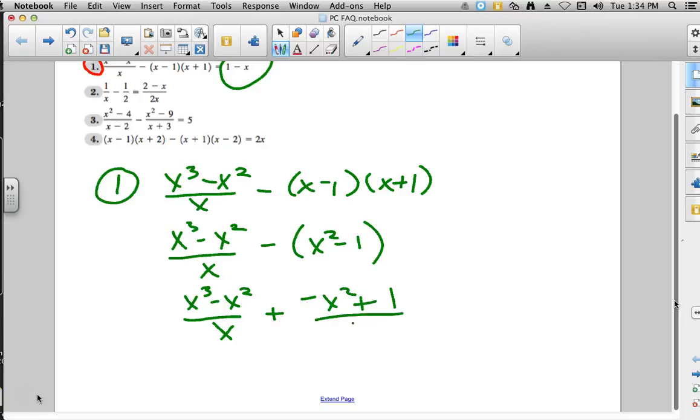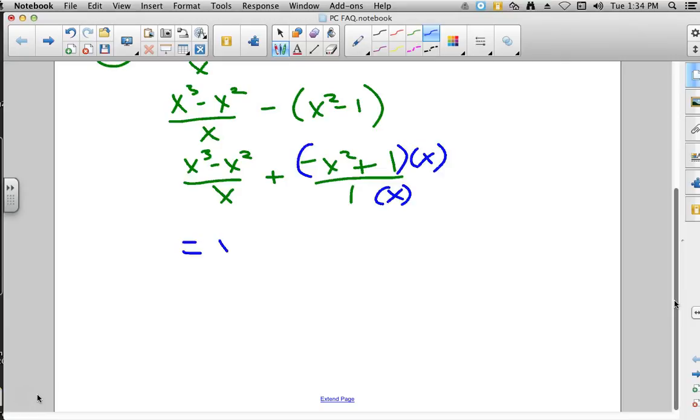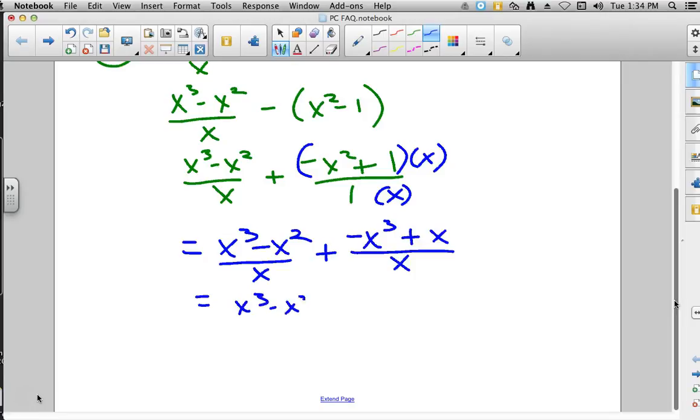And then go ahead and slap a 1 underneath there, because we know that if we have fractions, we're going to need a common denominator. And this one will need to be multiplied by x on the top and the bottom. And we'll have x cubed minus x squared over x plus negative x cubed plus x all over x. Now that they have a common denominator, we can go ahead and combine like terms.